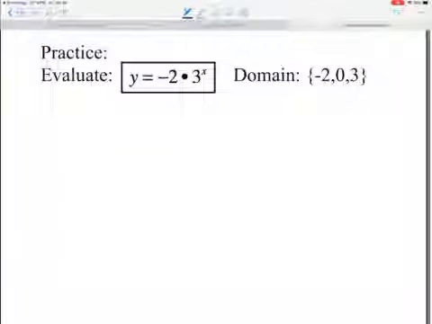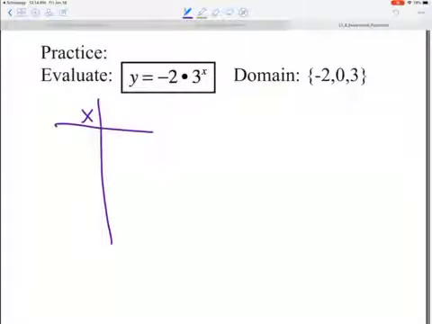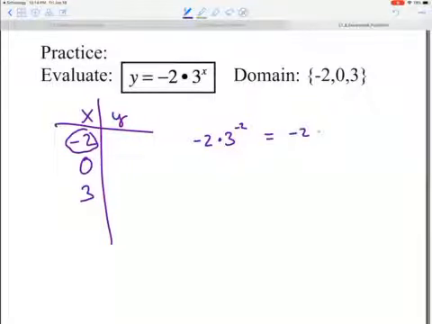Let's take this equation and find for a domain of negative 2, 0, and 3 what the y values will be. So what I do is I take y equals negative 2 times 3 to the, now I'm plugging in negative 2. I plug that in, or use my properties. So it's negative 2 over 9, which is negative 2/9.